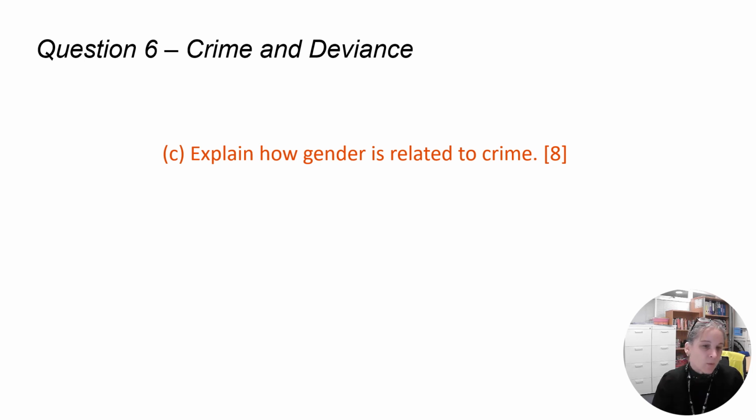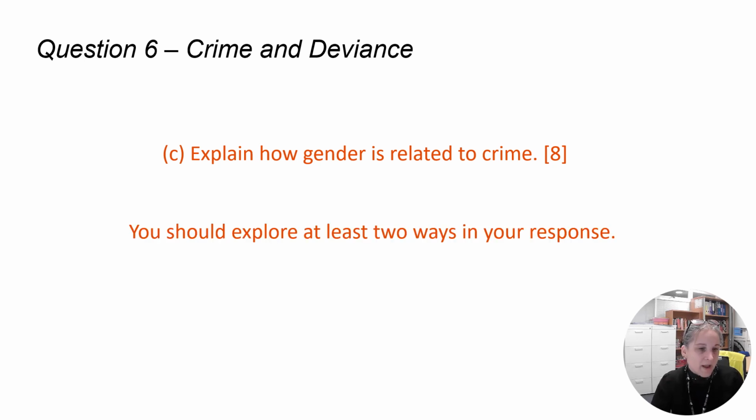Remember, when you do 8-mark questions, it's all about exploring 2 reasons in lots of detail. Don't give 3 reasons in small amounts of detail. Do lots of detail, 2 reasons. This question is looking at linking gender and crime. You can look at males, or you can look at females, or you can do both. Both are important here. It's up to you which way you want to play it. There's loads of things that you can answer.